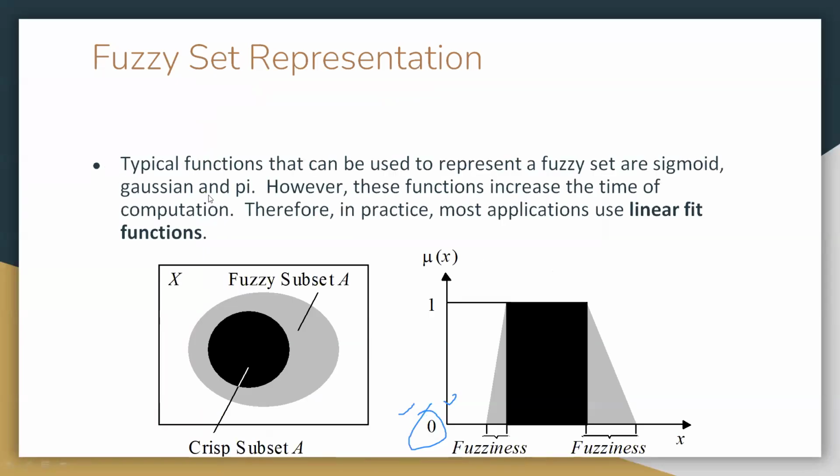Okay, so typical functions that you can use to represent the fuzzy set are sigmoid, Gaussian, pi. We'll look into that later. So you can see here, basically a crisp set is a subset of a fuzzy set like this. And when you're describing fuzziness, instead of a block-like bar, the fuzziness is indicated by the gray shaded area, the entire gray shaded area, including the black. So this is how it will look in most of the applications.